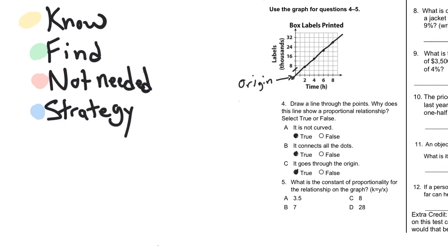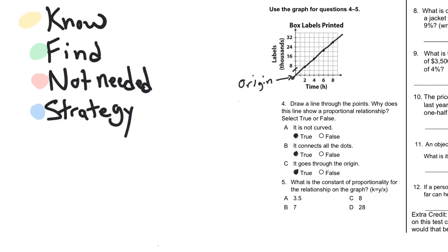We'll just keep going. All right, what is the constant of proportionality for the relationship of the graph? So constant of proportionality. Oh, what was that again? Oh, yeah, I'm remembering something about unit rate. Oh, wait, it gives me some sort of formula here. K is the constant of proportionality. So K equals y over x. Okay. Well, what's y and what's x?